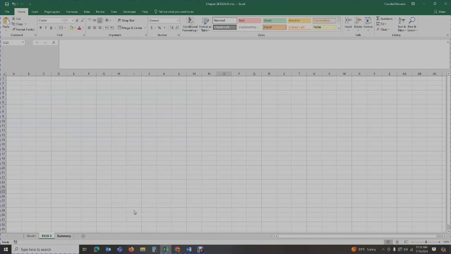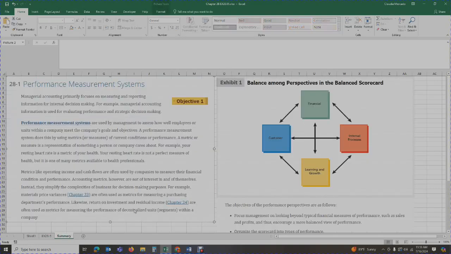If we go to the textbook, a lot of information is provided. I'm quickly going to go over performance measurement systems, a little bit of overview of the balanced scorecard, and then we'll transition back into the actual calculations. A performance measurement system in managerial accounting primarily focuses on measuring and reporting information for internal decision making. That is what managerial accounting is.